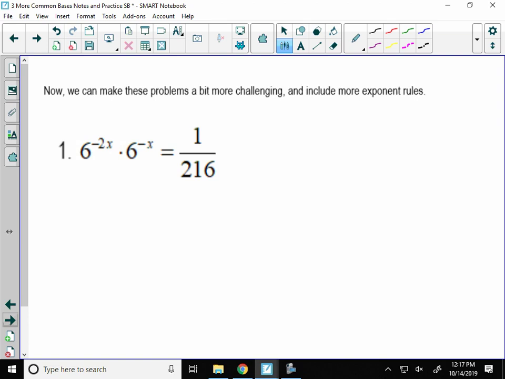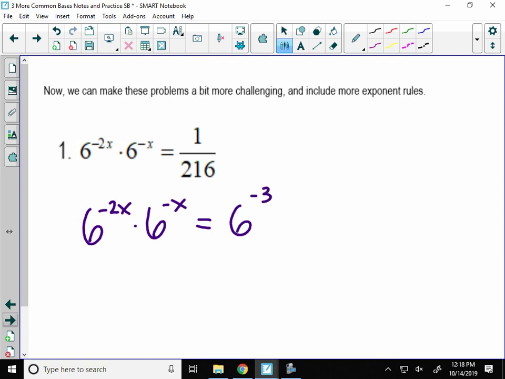All right, so the left side is 6 to the negative 2 times 6 to the negative x equals 1 over 216. What base do you think I'm going to use with 6 and 216? 6. Okay, so the left-hand side, I don't have to change. I'm just going to rewrite the left-hand side as it is. How do I rewrite 216 with a base of 6?